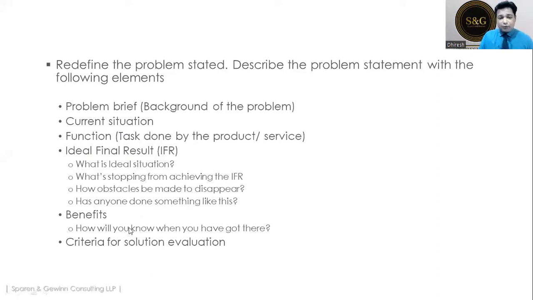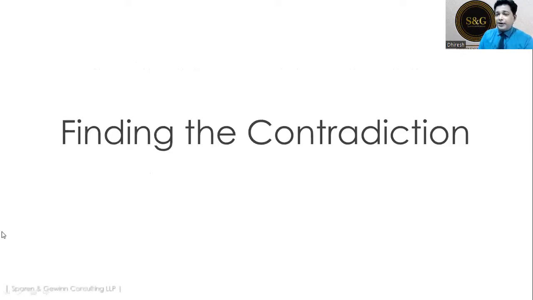Then the benefits: if you do this, what will be the benefit? How will you know when you have got there? What are the points that will show that this is what we wanted to achieve and it has been achieved? Then criteria for solution evaluation. So these are the factors where we have to state clearly what our IFR is. This is just like our project charter: what my problem is, what I want to achieve, clearly, the IFR.